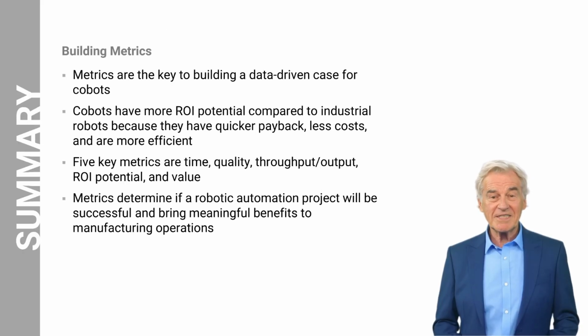Let us now look at our lesson summary on building metrics. Metrics are essential for building a data-driven case for cobot implementation in manufacturing operations. When compared to industrial robots, cobots demonstrate superior ROI potential through quicker payback periods, lower implementation costs, and higher operational efficiency. By evaluating 5 key metrics, time, quality, throughput, output, ROI potential, and value, organizations can determine if a robotic automation project will be successful and deliver meaningful benefits to their manufacturing operations.